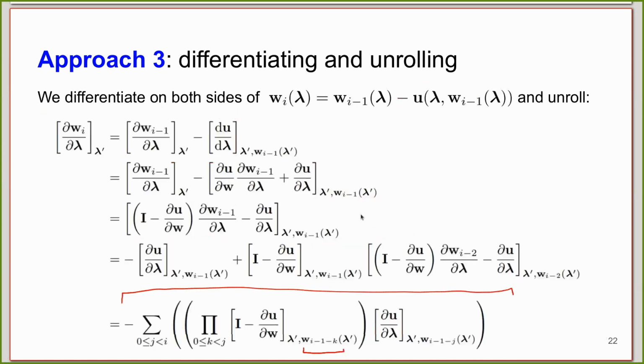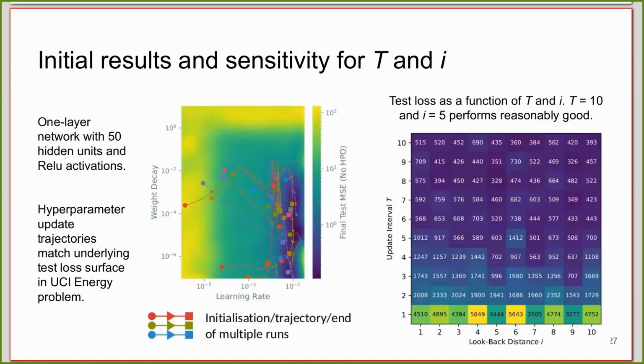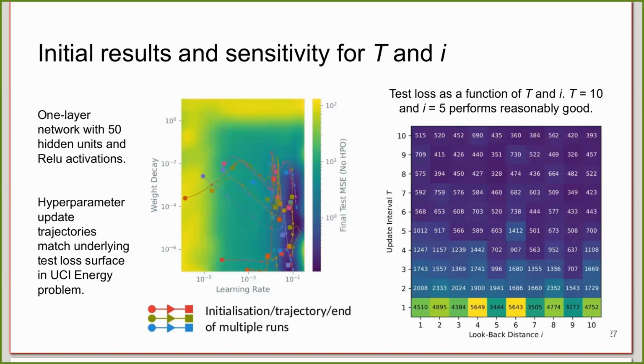So let's have a look at how this works on a toy problem. This is a toy problem. It's the UCI energy problem. We use a small network with 50 hidden units. And now we are tuning learning rate and weight decay parameters.